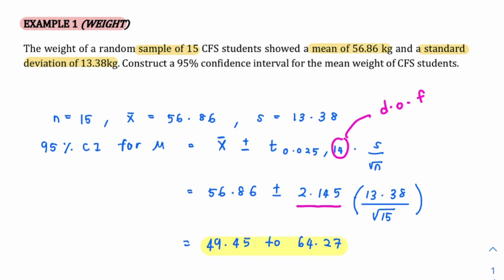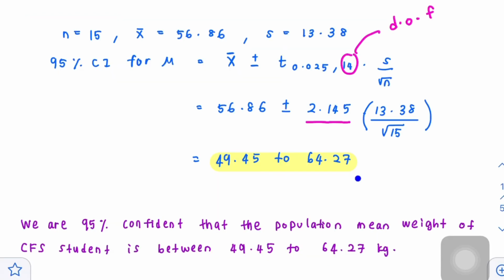And then s is the sample standard deviation, 13.38 over square root of n, where n is 15. So calculate this one, and you get the answer 49.45 to 64.27 kg. Let's say the question asks you to interpret the value.